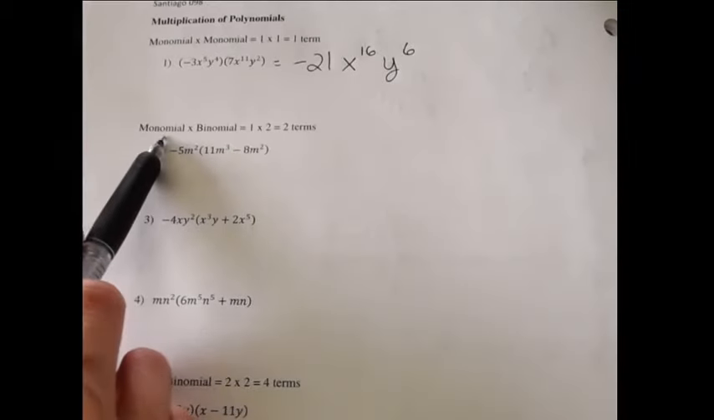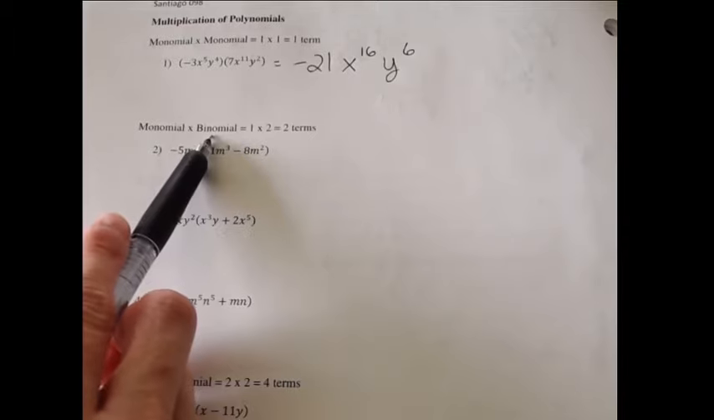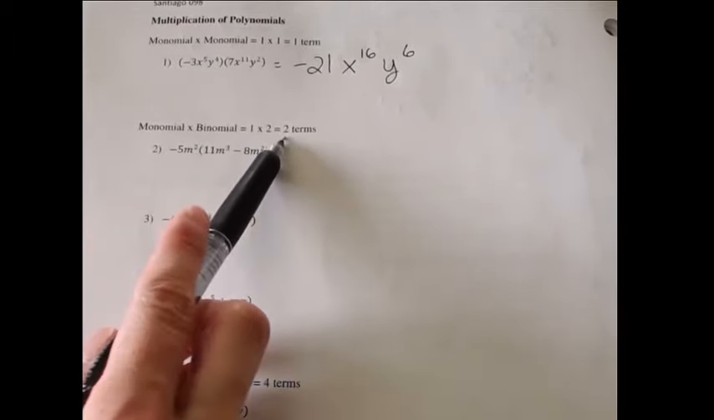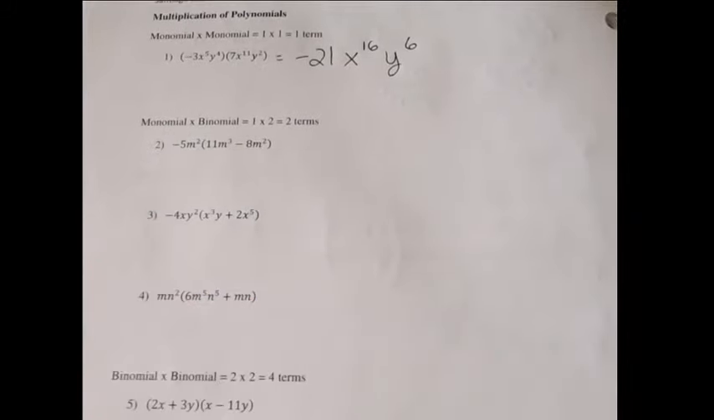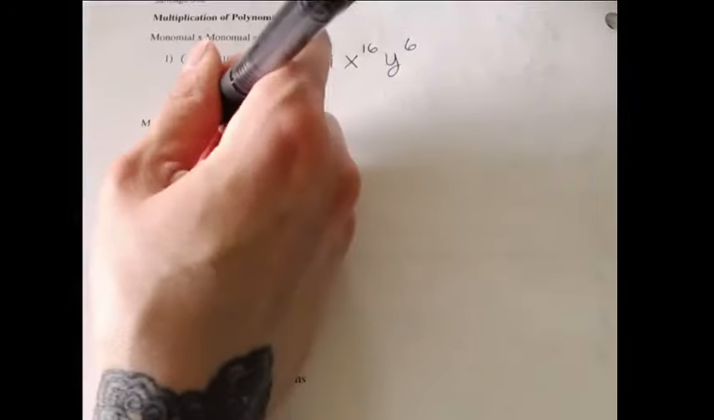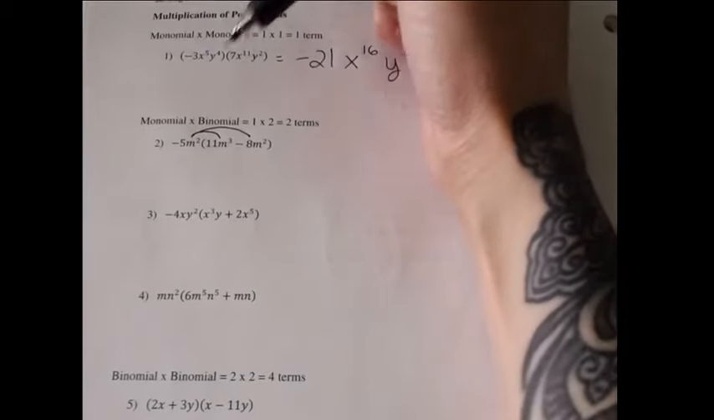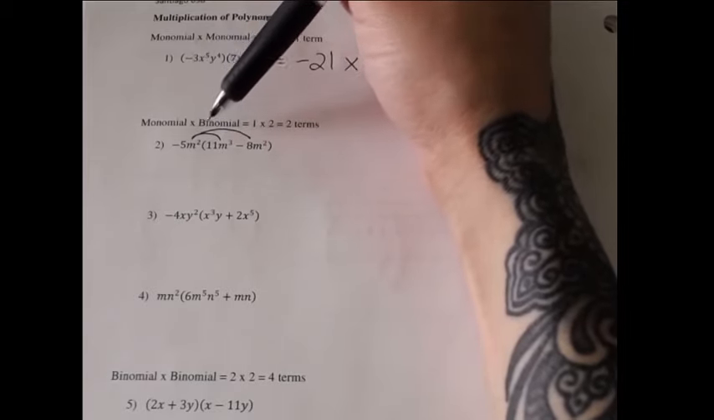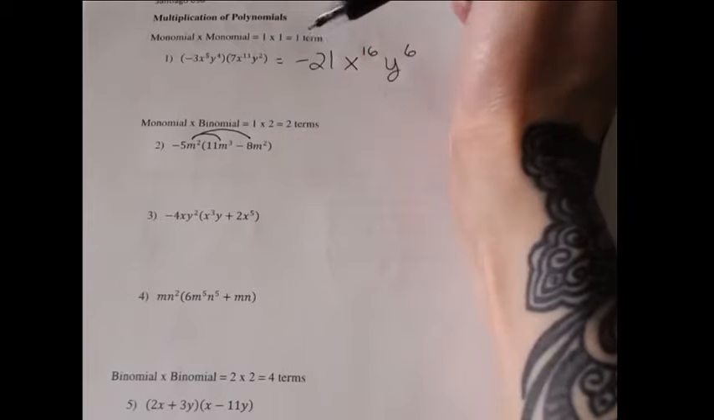If we take a monomial, which is one term, and we multiply it by a binomial, which is 2 terms, 1 times 2 is 2. So after we distribute, we should have 2 terms. So let's take a look. Notice for number 2, we are going to distribute the negative 5m squared because we know that this says negative 5m squared times 11m to the 3rd minus 8m to the 2nd.